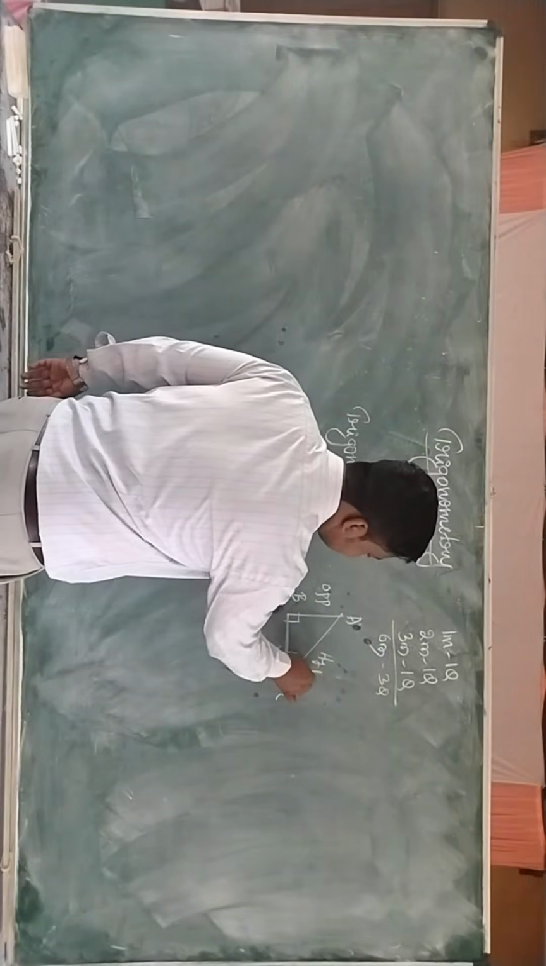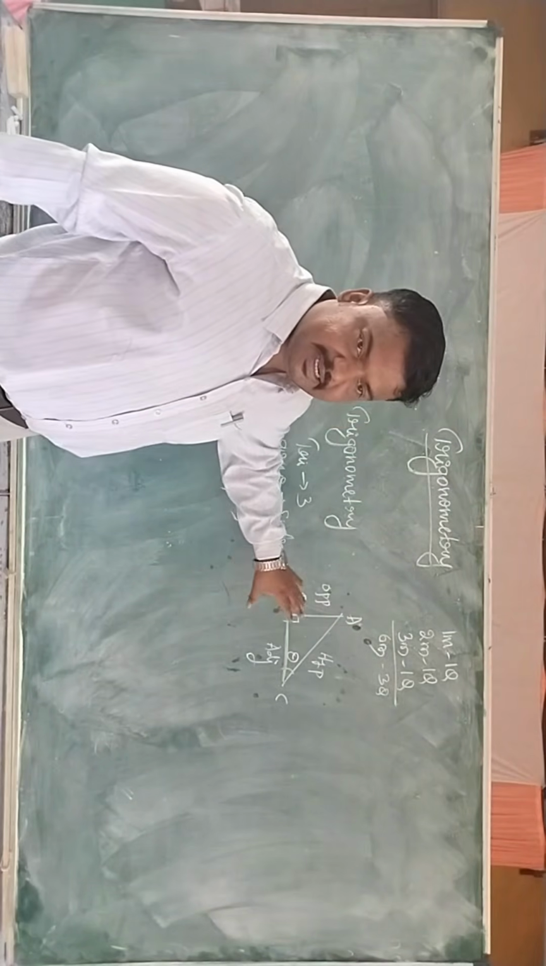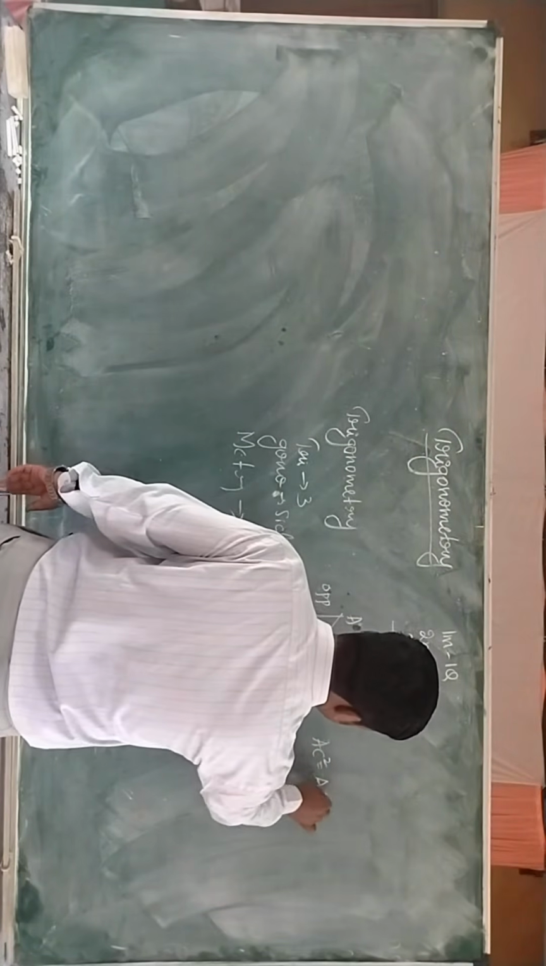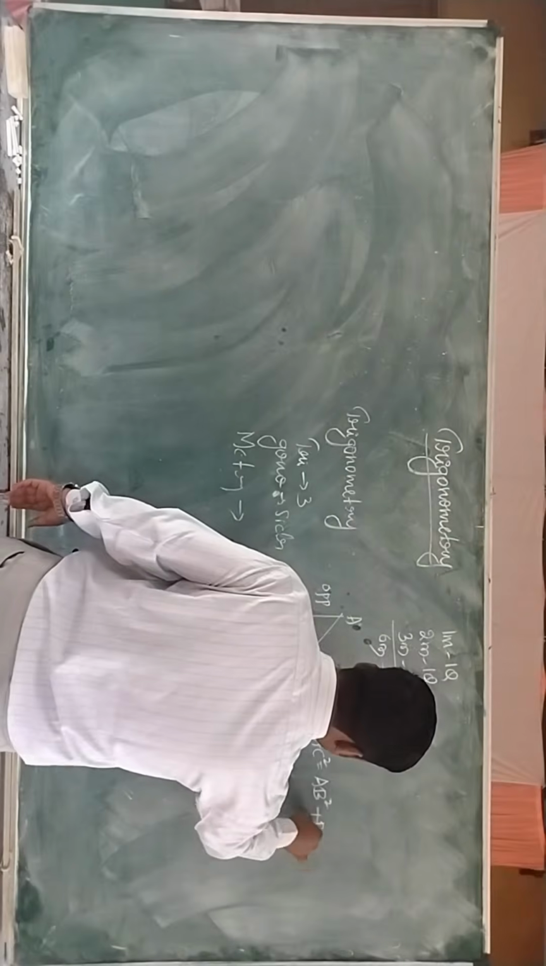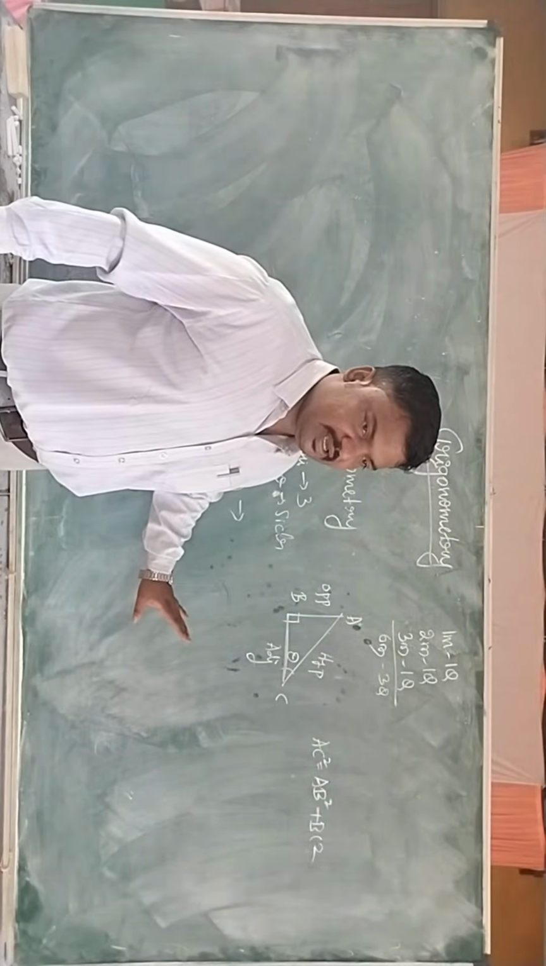AC is hypotenuse. So what Pythagoras theorem states? In any right angle triangle, a square of hypotenuse is sum of squares of other two sides. AC square is equal to AB square plus BC square. Okay. The next.